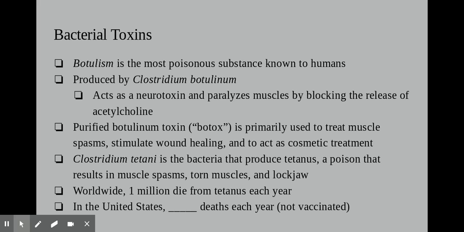Clostridium tetani is the bacteria that produces tetanus. So every, I think it's 10 years, you're suggested to get a tetanus shot. You get this big shot, and then they keep that on track at the local health department, wherever you are. And this poison results in muscle spasms, torn muscles, and lockjaw. Lockjaw is terrifying. That's when your jaw will literally not move. It's stuck in position, so it won't move anymore.